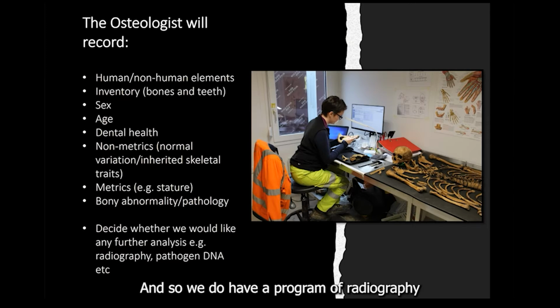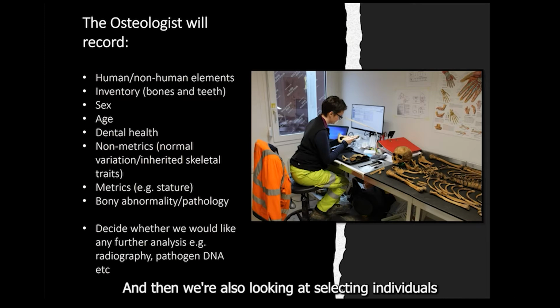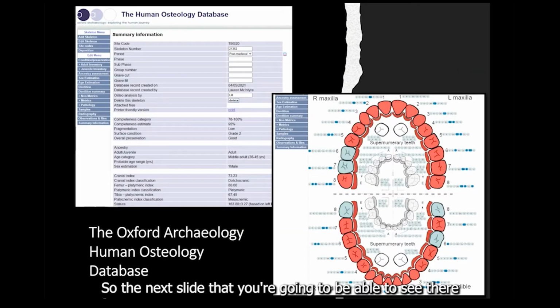Another thing that we're doing is we're starting to think about any further analysis for each of our skeletons. And so we do have a program of radiography, which we're undertaking. So if we want to investigate, say, a broken bone and try and learn a little bit more about how it broke, we can flag it up for X-ray. We've actually got our mobile radiography unit working on site today, so they're helping us out with that. And then we're also looking at selecting individuals for isotope DNA and pathogen DNA analysis. So the next slide that you're going to be able to see there is just a couple of little extracts from our human osteology database.